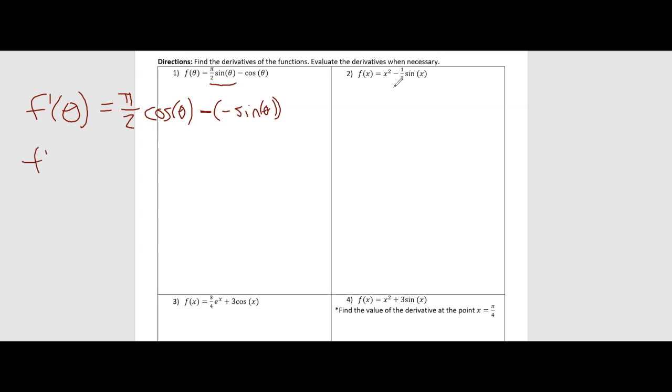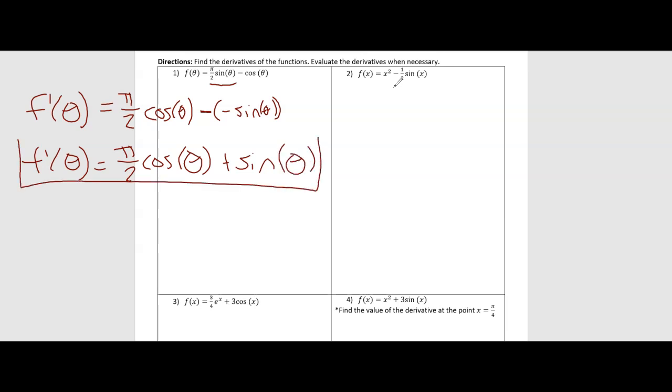Let's simplify. F prime of theta is equal to pi over 2 cosine of theta plus sine of theta. So just make sure you keep your signs right here. Don't forget a negative, etc. Notice that we also used the property of derivatives talking about the difference of two functions. So we first took the derivative of this piece, and then we subtracted it by the derivative of this piece.